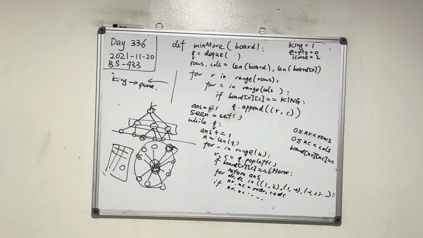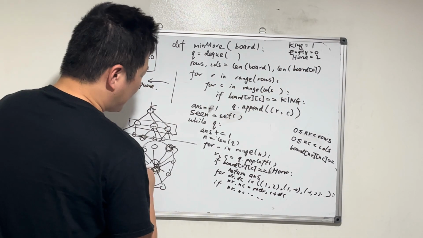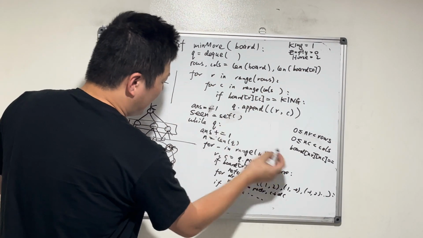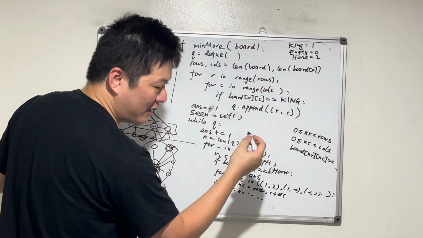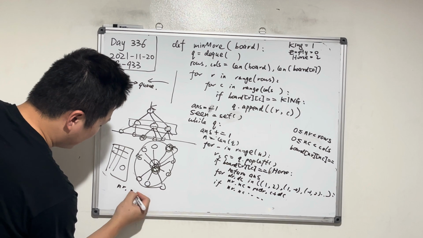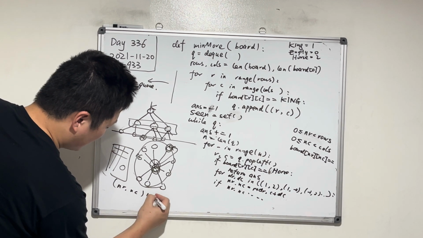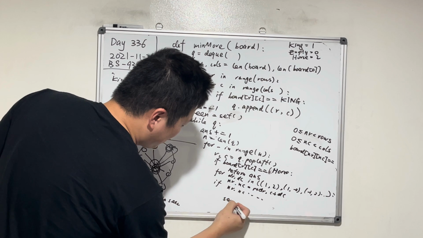I want to jump to the next position. So obviously we need to find out if this nr and c is not in the scene. Obviously we can say nr and c not in scene. If it's not in scene, we need to add it somewhere. Yeah, scene dot add nr and c.